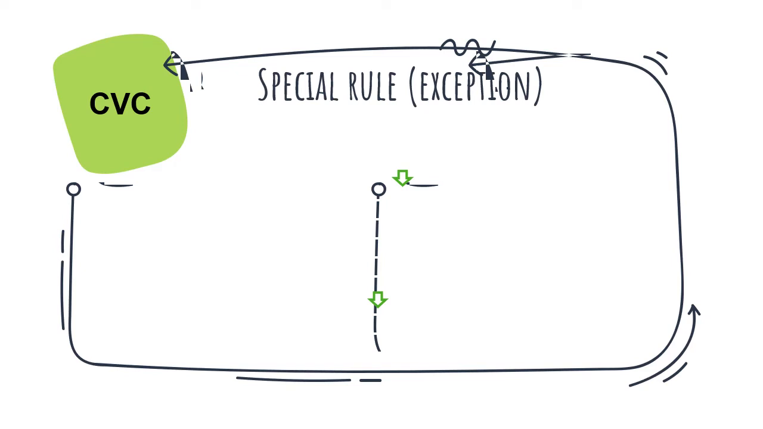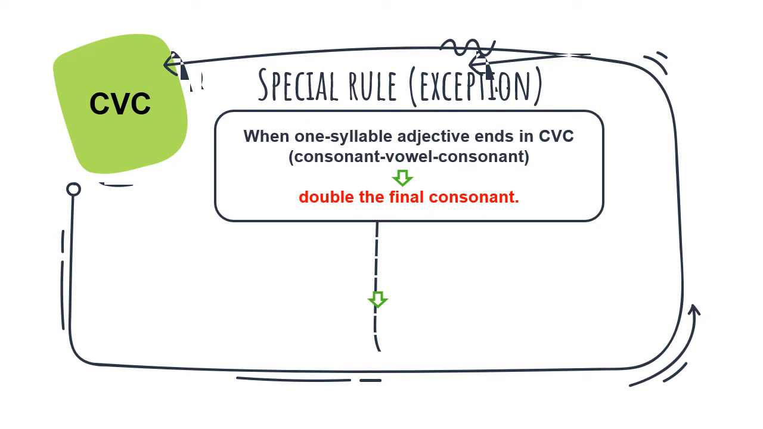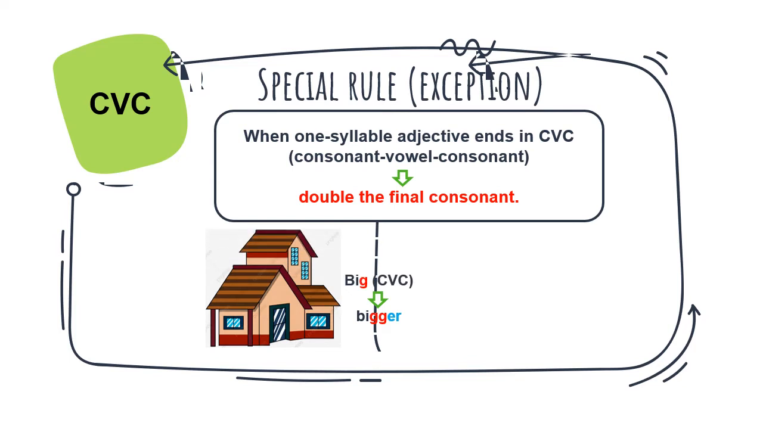However, we have a special rule or exception for the inflection -er. When a one-syllable adjective ends in CVC, or consonant, vowel, consonant, then you need to double the final consonant. Let's see the following example. In the adjective big, you have B as consonant, I as vowel, and G as consonant. Then you need to double the final consonant G, and it becomes bigger.